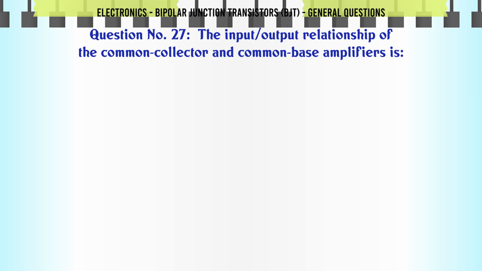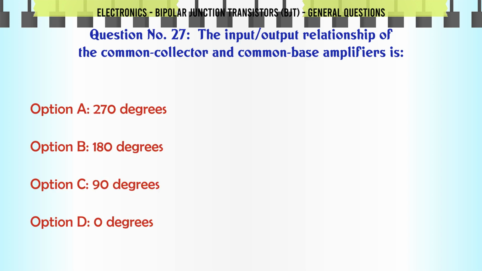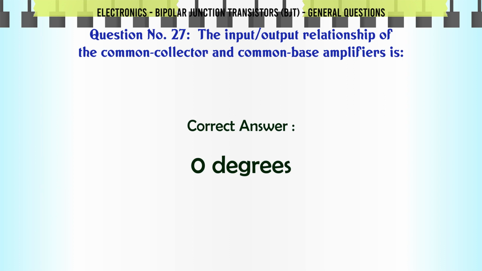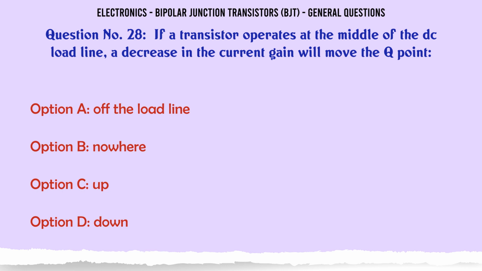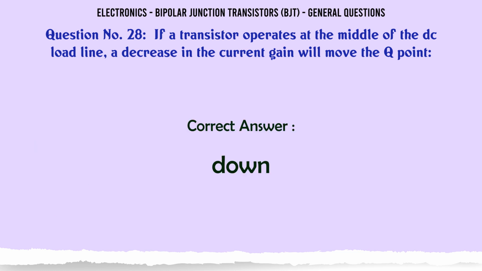The input-output relationship of the common collector and common base amplifiers is A. 270 degrees, B. 180 degrees, C. 90 degrees, D. 0 degrees. The correct answer is 0 degrees. If a transistor operates at the middle of the DC load line, a decrease in the current gain will move the Q point A. off of the load line, B. nowhere, C. up, D. down. The correct answer is down.